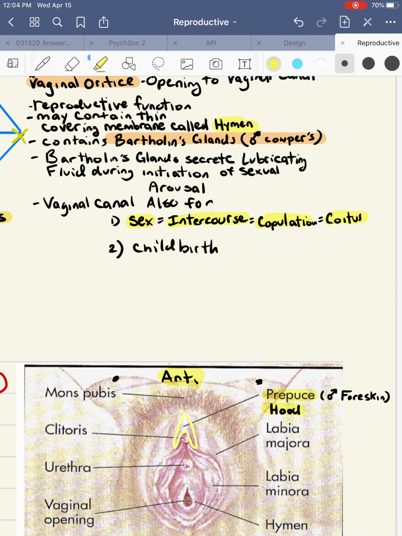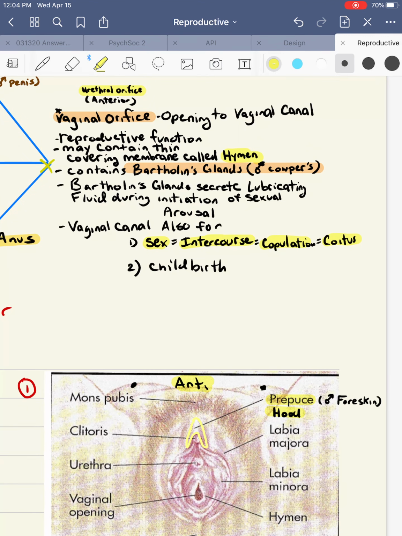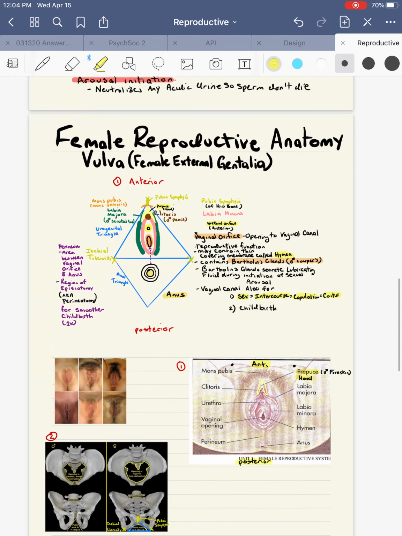Prepuce is analogous, meaning it matches onto the male foreskin, right? We talked about the male foreskin as available for uncircumcised penises and removed during circumcision. Let's go back to the male reproductive system.